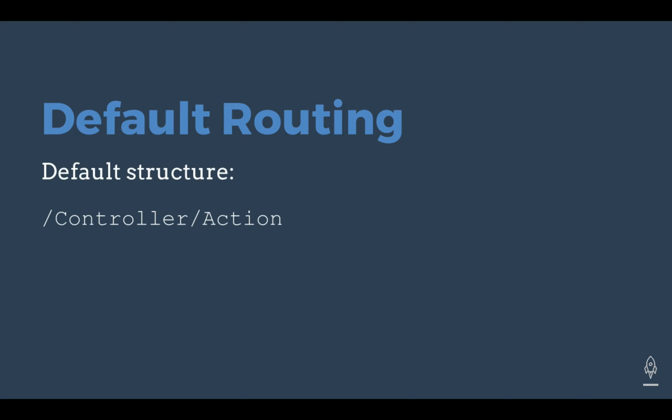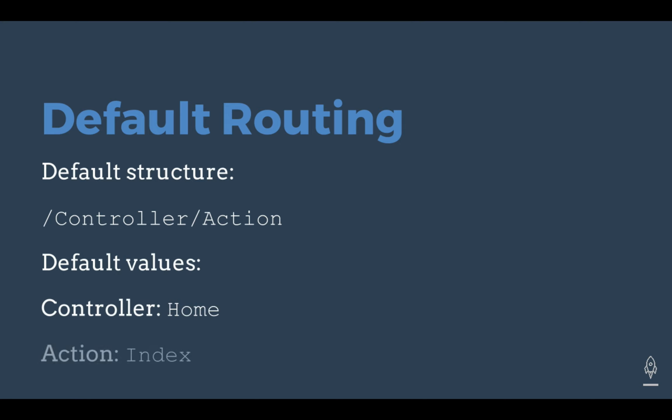So default routing, recall we did this last time. We relied on the default routing, at least, when we were setting up our initial controllers. Default routing has the structure /controller /action. So if we request a path from our application to /home, that will go to the home controller. And then /action will determine which action method within that controller. The default values for these are home and index.